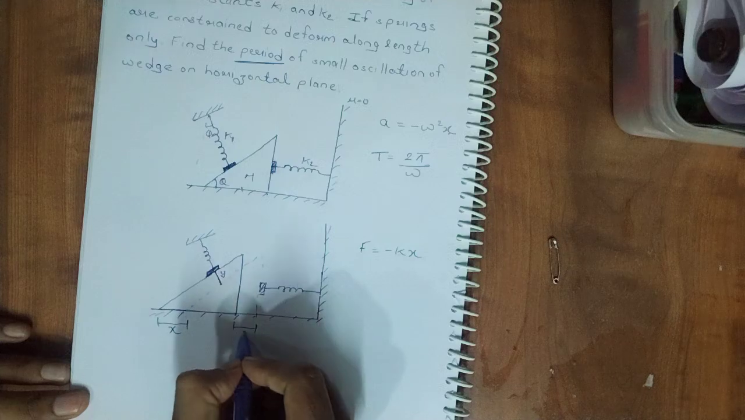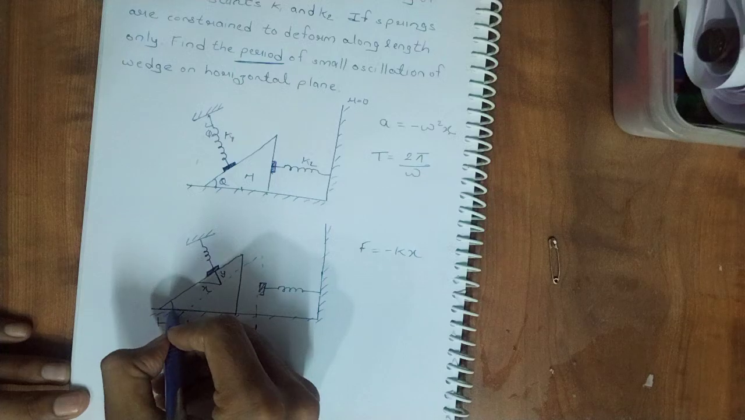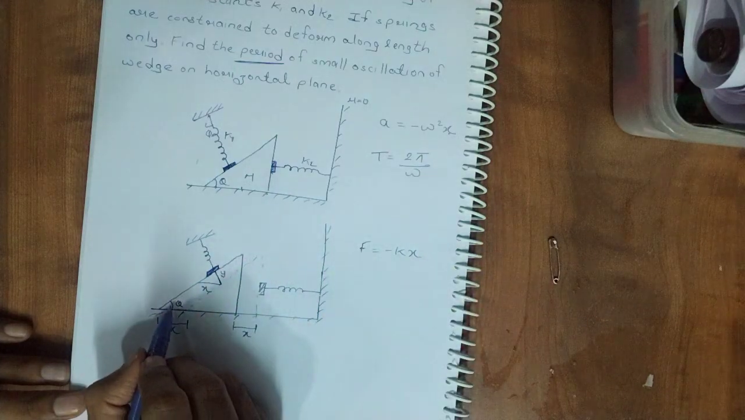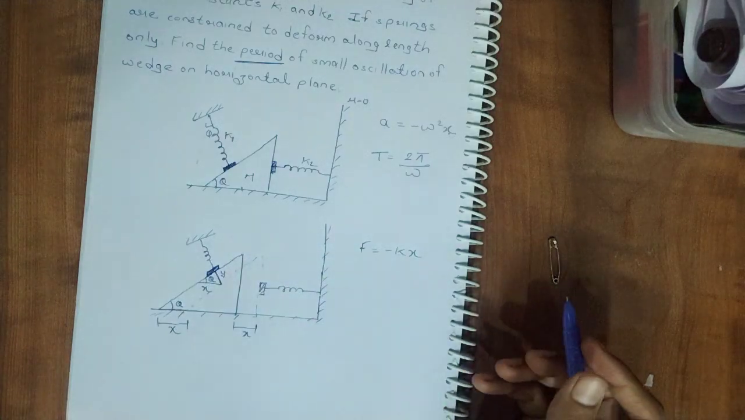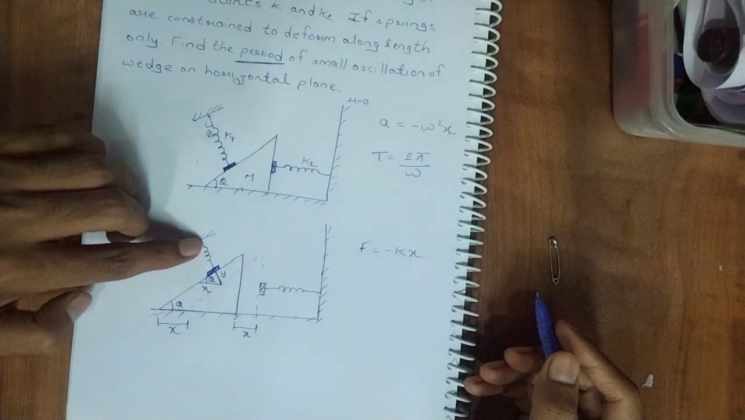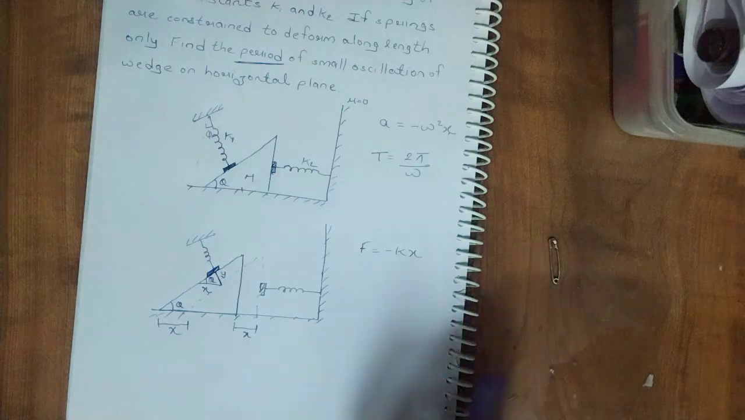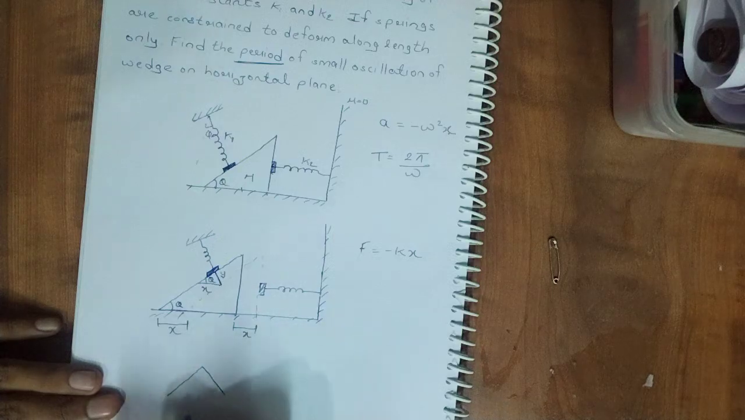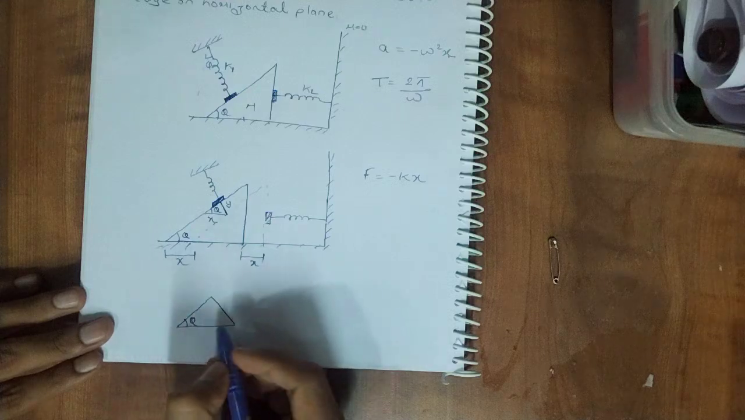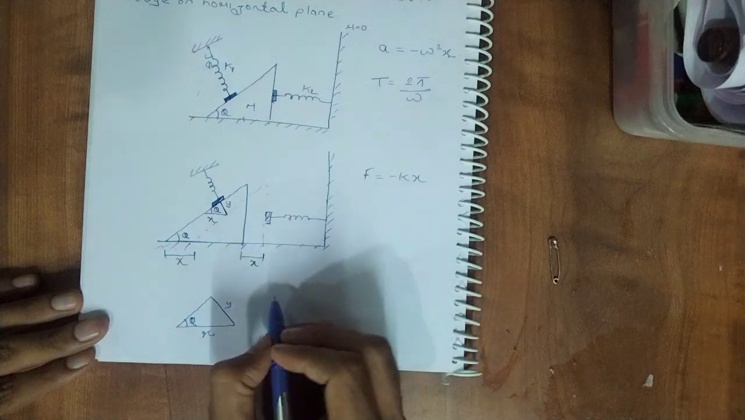I displaced the wedge by this much, so this point also comes here, and this also becomes x. And what is given? Theta. So if this is theta, then this will also become theta. I want to find what the displacement in the spring is when I displace the wedge by distance x. So if I make this triangle here, enlarging it a little, it becomes like this. This is theta, this is x, and this is y. So we can find a simple relation. What is the relation? Trigonometry.